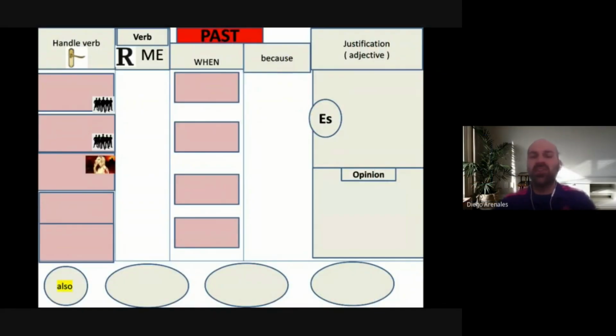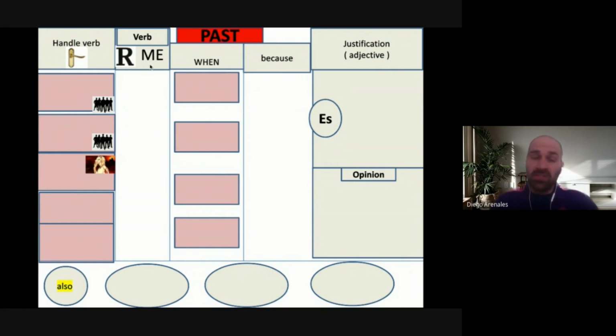This is the frame that we're going to use to build up and construct our sentences talking about the past in Spanish. Wherever you go, if a question is asking you to use the past tense in Spanish, you can use this frame to build up your sentences and your paragraphs. As you can see, we have 5 columns in this frame. At the beginning we have the handle verb, the most important part of the sentence, the verb in the past that is going to help you use the past straight away.